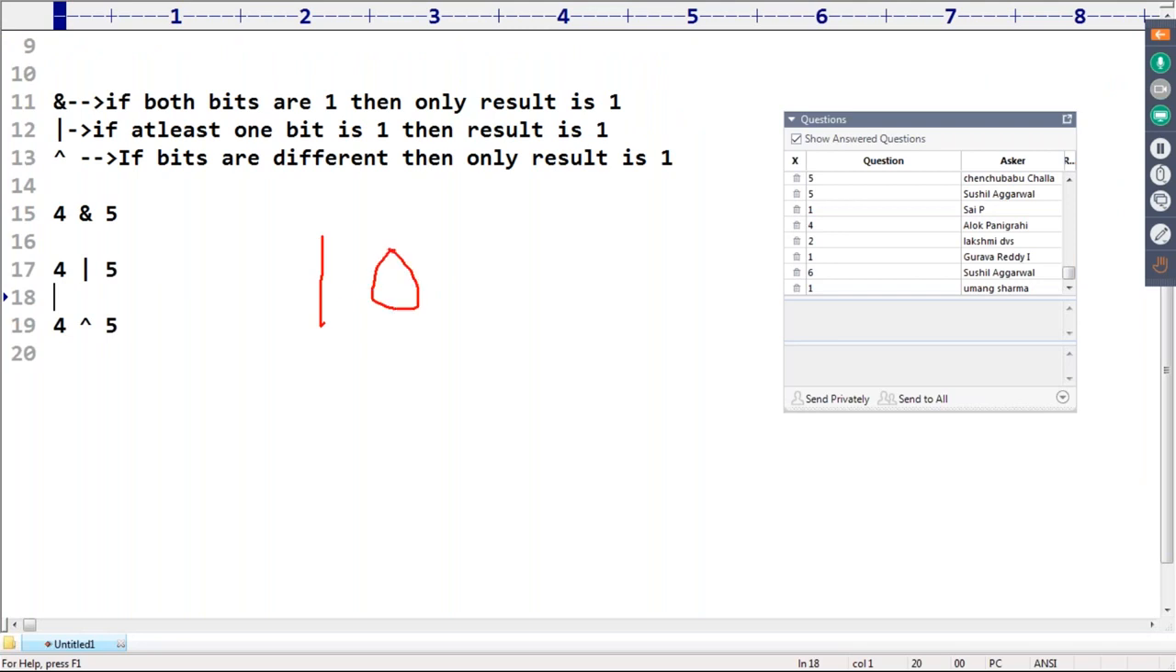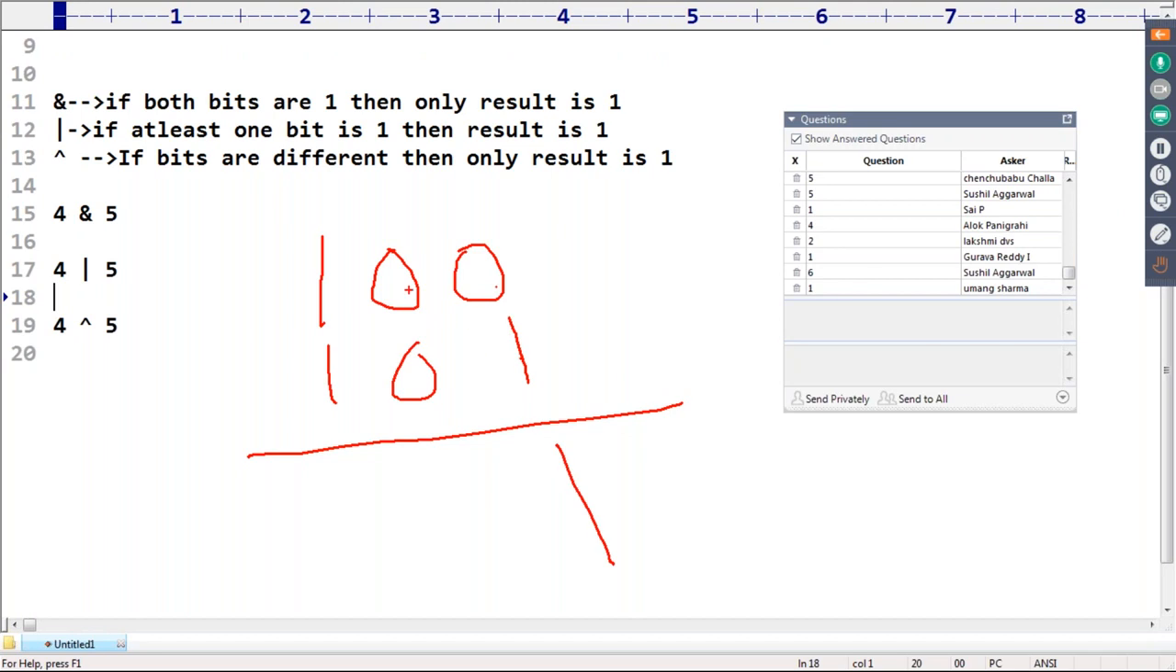4 means 1 0 0, and 5 means 1 0 1. Apply bitwise. 0 and 1, both are different, so 1. Next, 0 and 0, both are same, so 0. 1 and 1, both are same, so 0. Observe that.